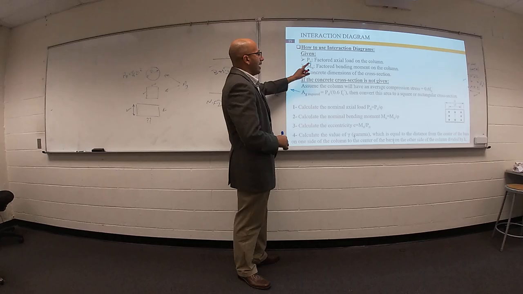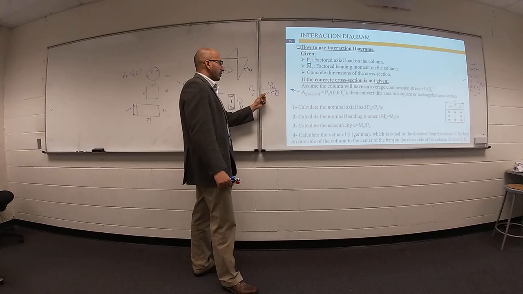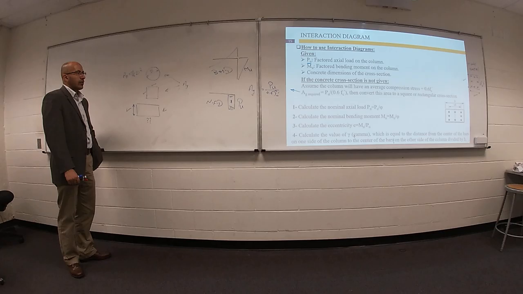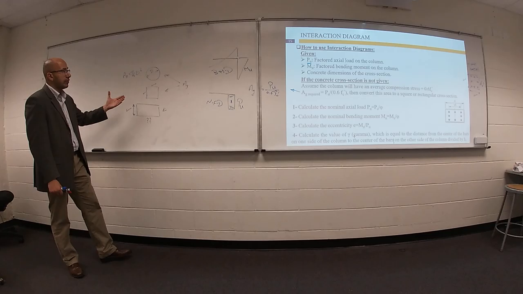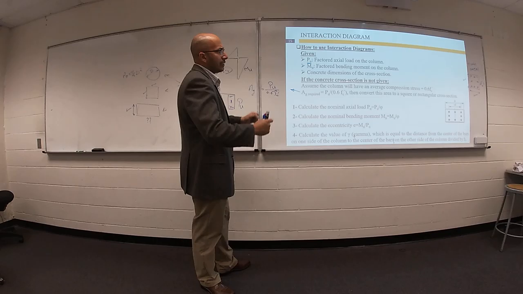I don't have anything about the dimensions of my column, so go ahead and use this note. Your gross area of concrete equals P ultimate divided by 0.6 f'c. Once you get the gross area of the concrete column, go ahead and convert it to the shape you would like. Maybe your column will be a circular column, square column, or rectangular column. You are the designer and you can decide. Then we need to figure out how we can calculate the area of steel.